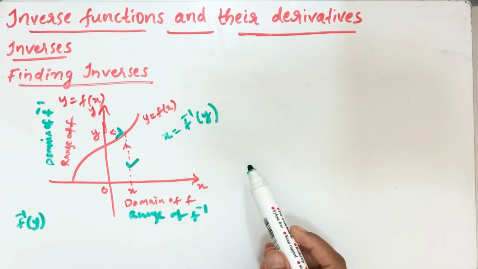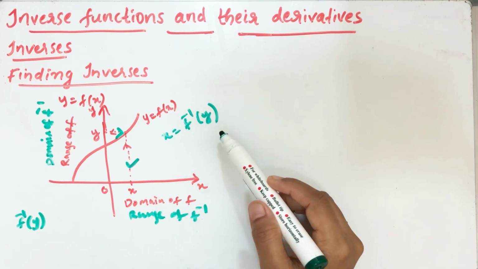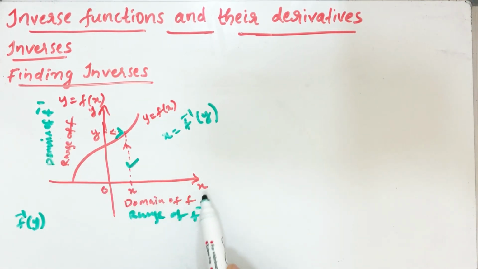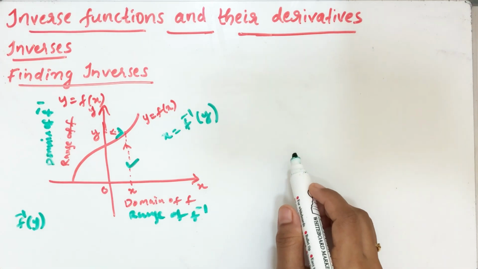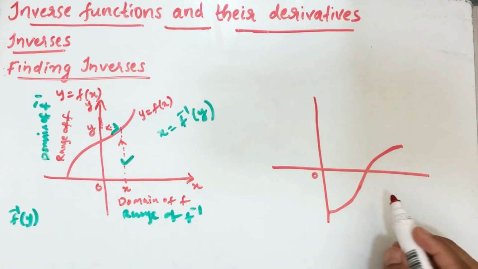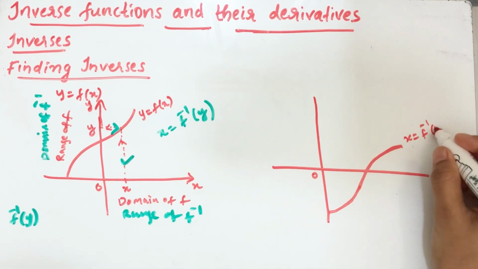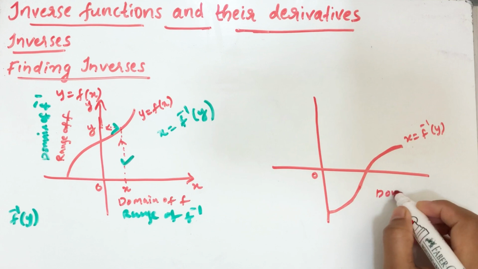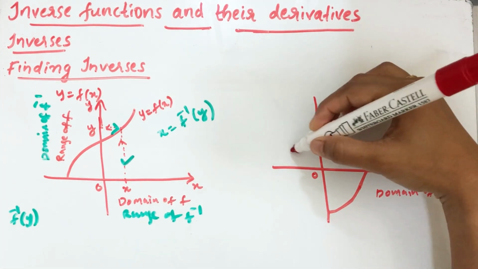Now we can try to draw this graph x is equal to f inverse of y in the usual way. Here the domain is on the y-axis and the range on the x-axis. We can just change it. We can just make the domain on the x-axis and the range on the y-axis. The graph will be like this. X is equal to f inverse of y. And this is the domain of f inverse and here the range of f inverse.